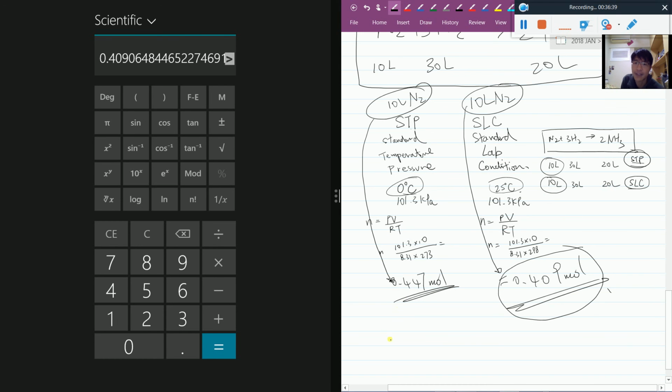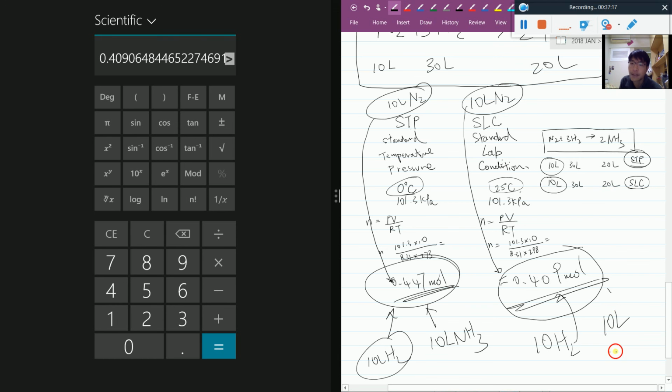If you have 10 liters of hydrogen gas, it equals 0.447 mole according to the gas law. If you have 10 liters of ammonia gas, it also equals 0.447. The conditions determine the number of moles for gases according to the gas law. However, 10 liters of hydrogen gas at SLC would only be 0.409 mole. For 10 liters of ammonia gas, it would also be 0.409.